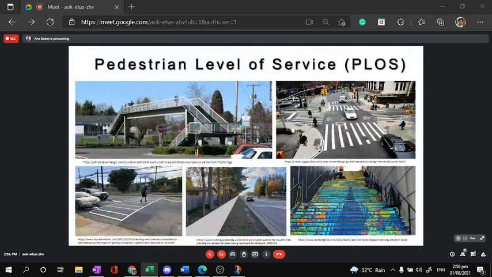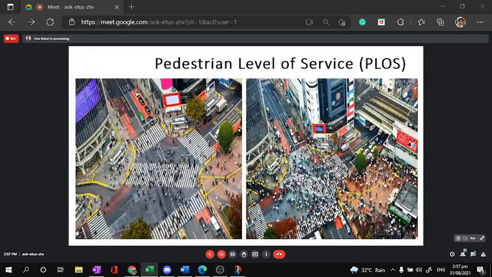Okay, then we have level of service in terms of pedestrian. So pedestrian level of service is applicable for pedestrian walkway, overpass, crosswalk, sidewalk, stairway, and then crossing at an intersection. Pedestrian level of service, PLOS, is defined by this concept. Sometimes the number of pedestrians on the road is higher than the number of vehicles on the road.